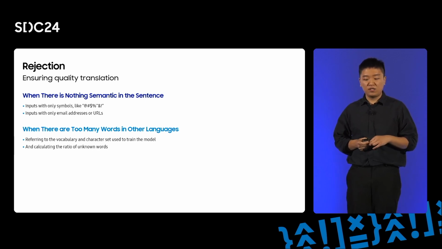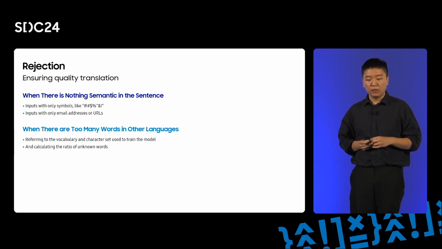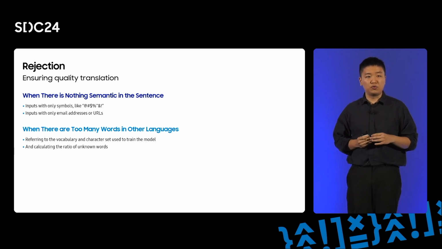The second case is sentences with too many words from other languages, which is common in this globalized era. There might be a case where the ratio of the source language is too low, or even the source language is selected incorrectly. So our solution to this is going through the vocabulary and character set used as the training data of the model, calculating the ratio of unknown words and characters, and rejecting the sentences in which the unknown ratio is too high.